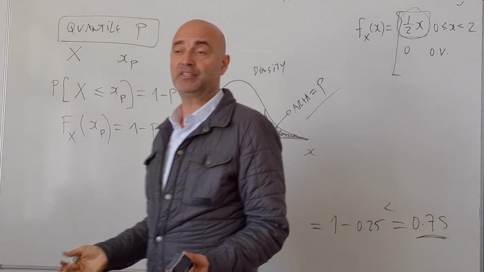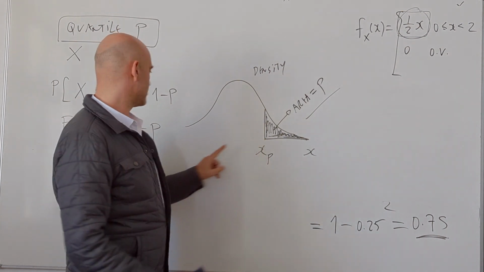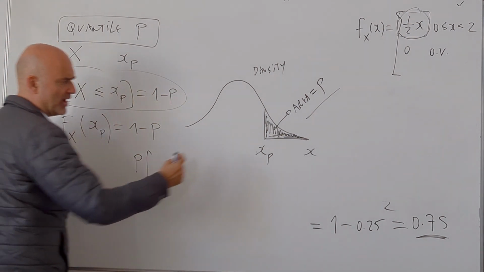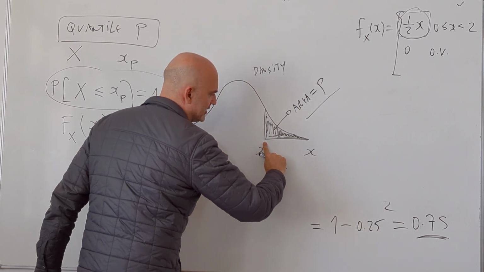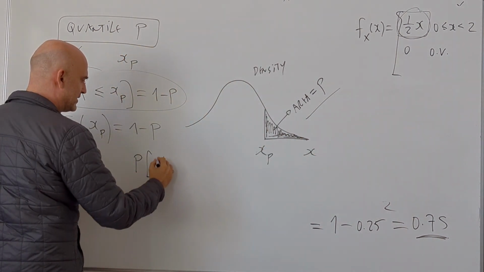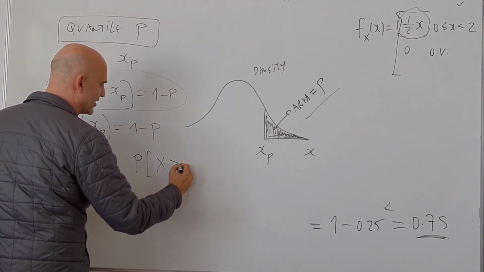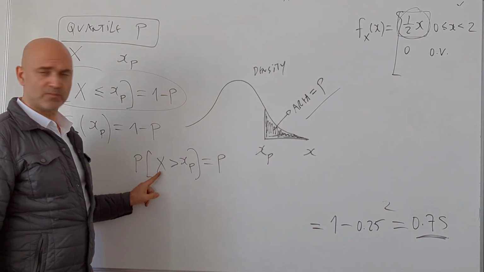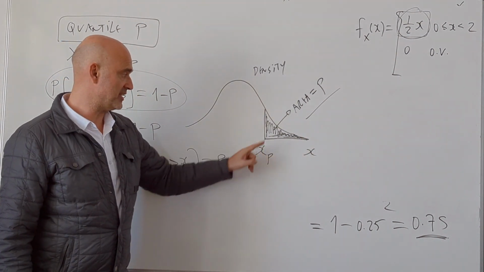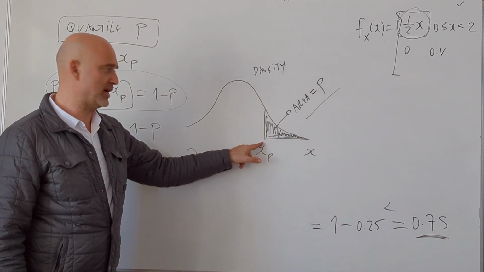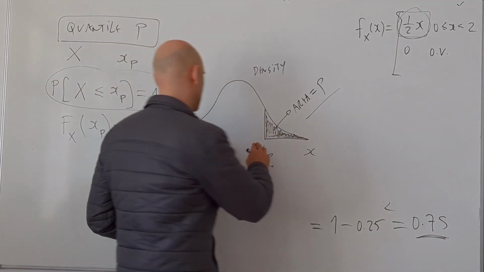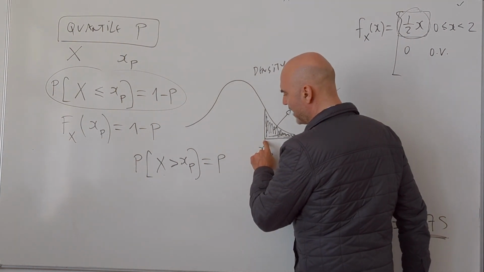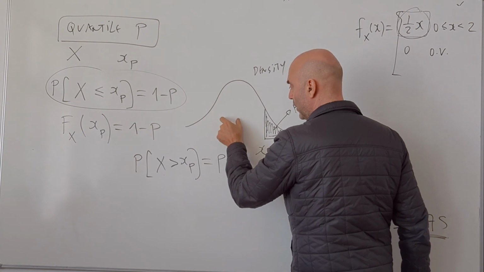So what is the meaning? The meaning is that the probability that the random variable assumes a value in the interval between the quantile and plus infinity, the probability that the random variable assumes a value higher than the quantile, is P. Of course, if the probability of a higher value is P, the probability that it does not exceed the quantile must be 1 minus P. So to the right of the quantile we have a probability equal to P, and to the left of the quantile we have a probability equal to 1 minus P.